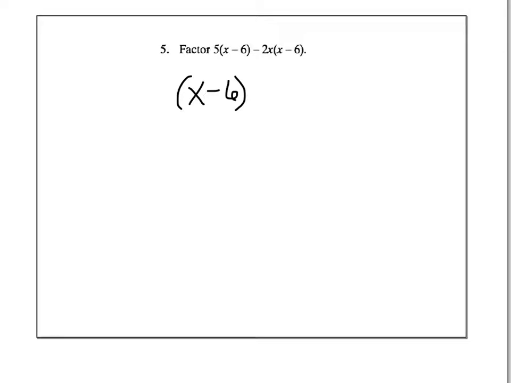If I take out the x minus 6 in the first one, I have a 5. If I take out the x minus 6 in the other one, I have a minus 2x, which means that's the part of my other parentheses. And there's my answer. Pulled out the GCF and wrote what was left.